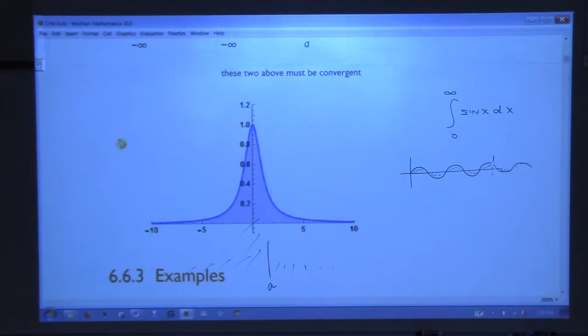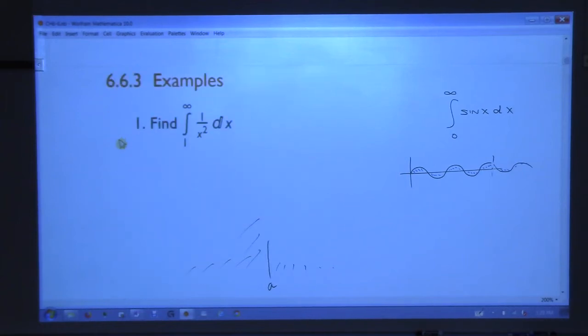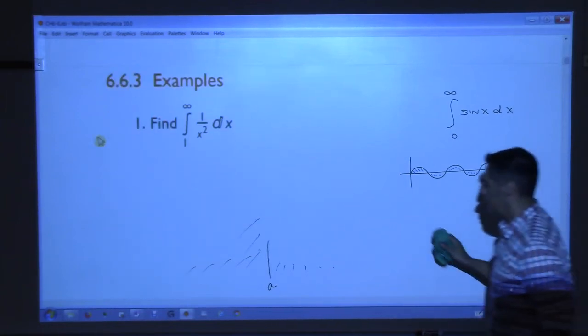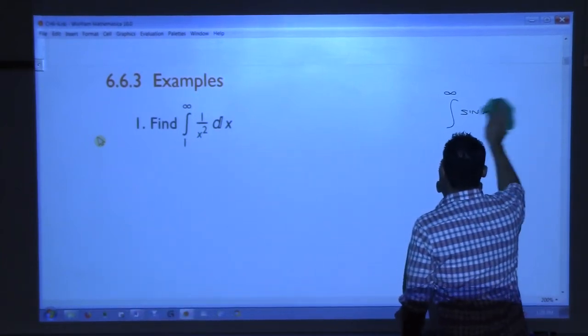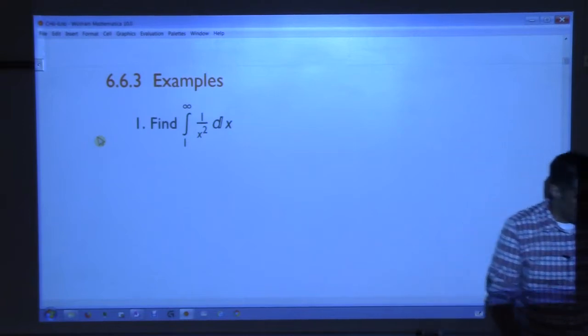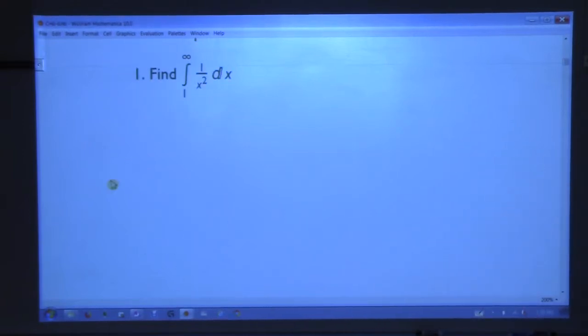All right, let's do an example. The only way to understand this is to get your hands dirty, right? So we're going to take a look at this function, 1 over x squared. Do I have a graph of this? I don't. Okay.